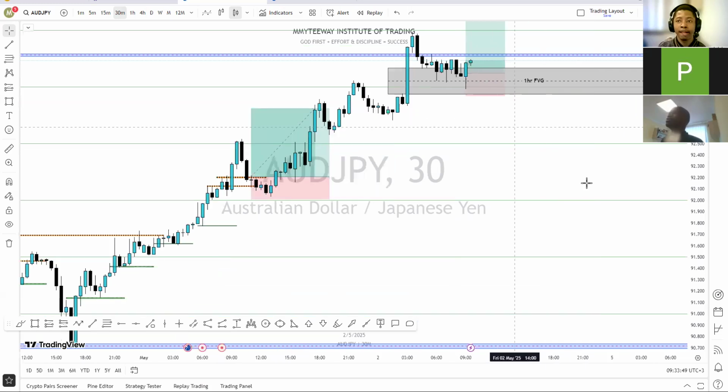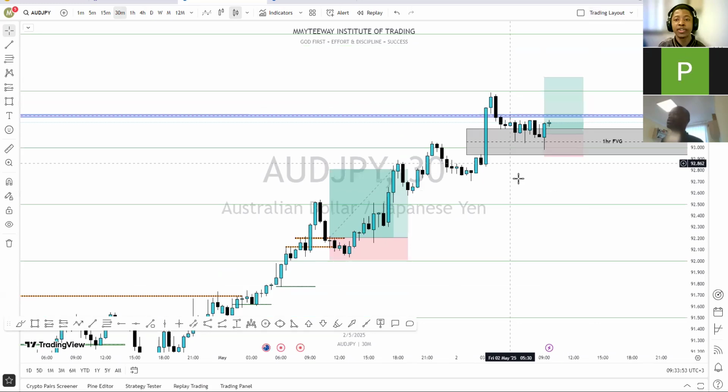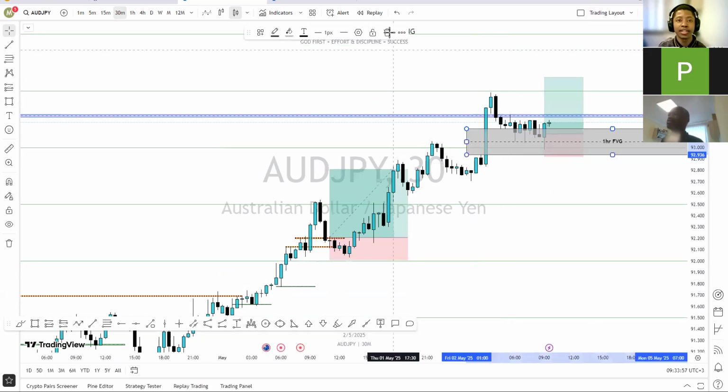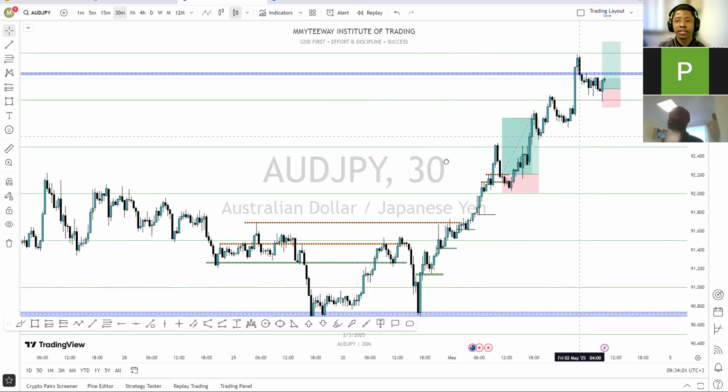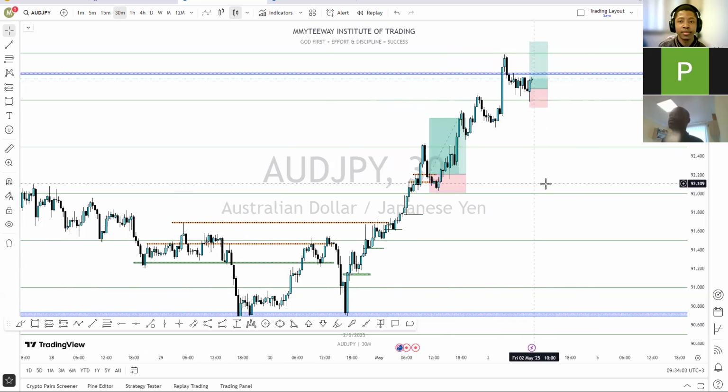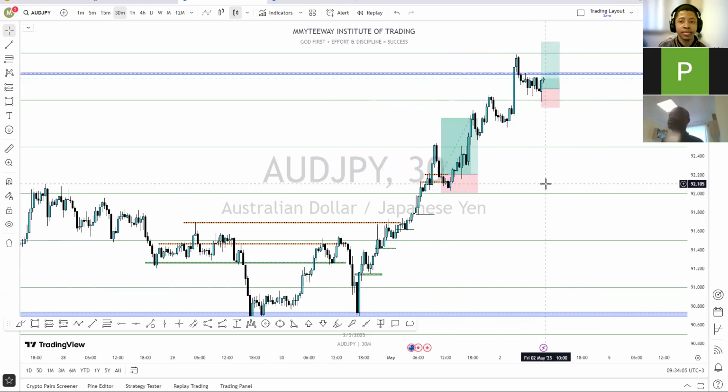I think use the fair value gap. The fair value gap, yes, we have a fair value gap. Let me just delete this one. All right, we have a fair value gap. What else do we also have here? I think that is psychological. Very good, excellent. We also have a retest of a psychological level. It is coinciding with the fair value gap.